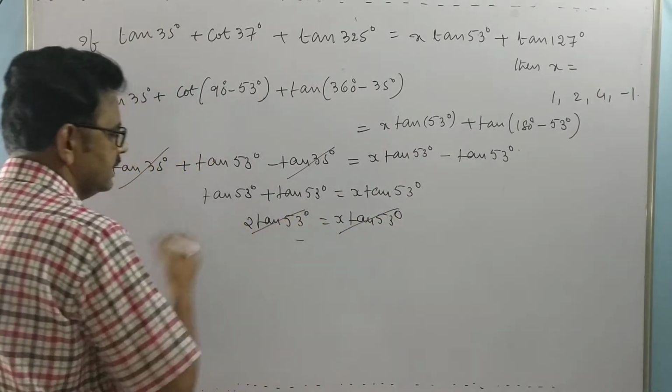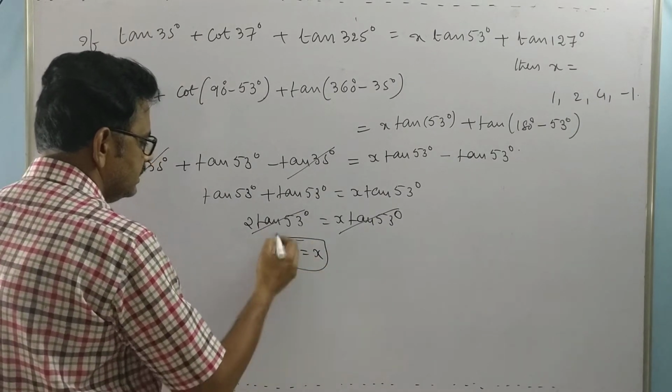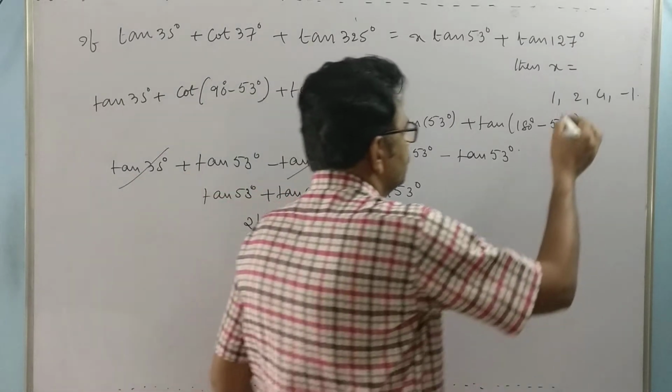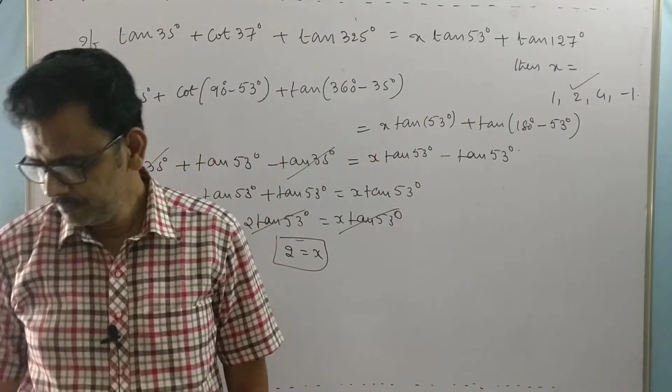So these two get cancelled. Therefore, 2 is equal to x. Okay, x value is 2. x is 2. 2 is the answer.